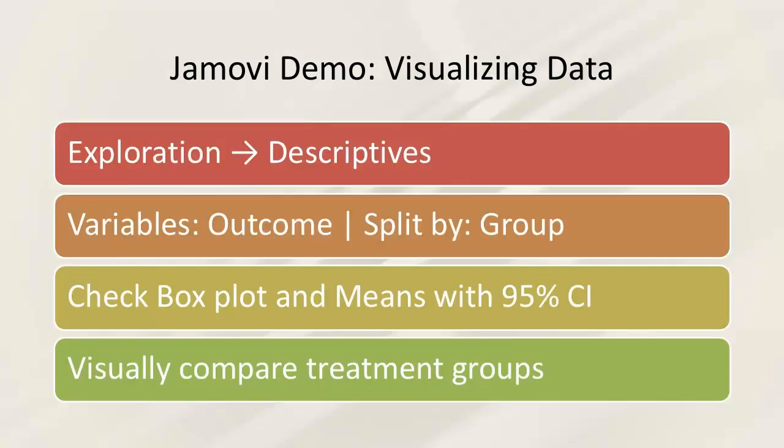To explore the data visually, go to Exploration, Descriptives. Move outcome to variables and group to split by. Under plots, select box plot and means with 95% CI. This quickly shows how groups differ and the variation within each group.